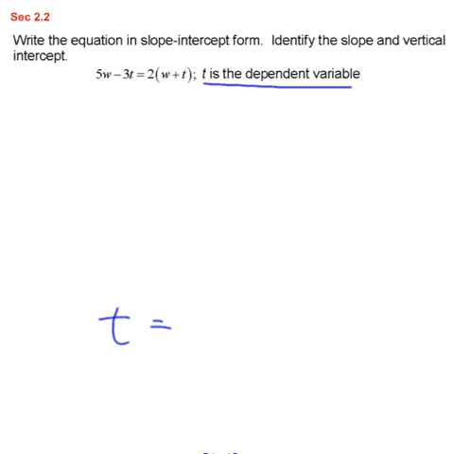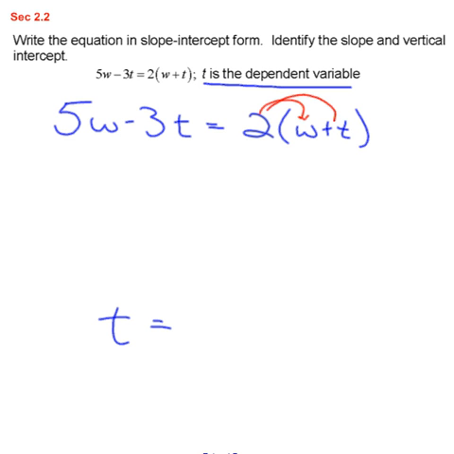So you know from all your equation solving skills, the first thing we're going to need to do here is distribute. I'll write it a little bigger here so you can see it better. This is my original equation, and I'm going to distribute the 2. Now remember, we're solving for t, so that means I'm going to move all the t's to the left and move the w's to the right.